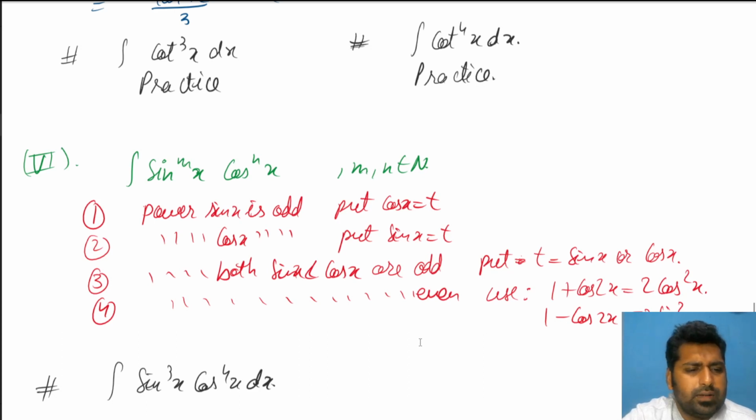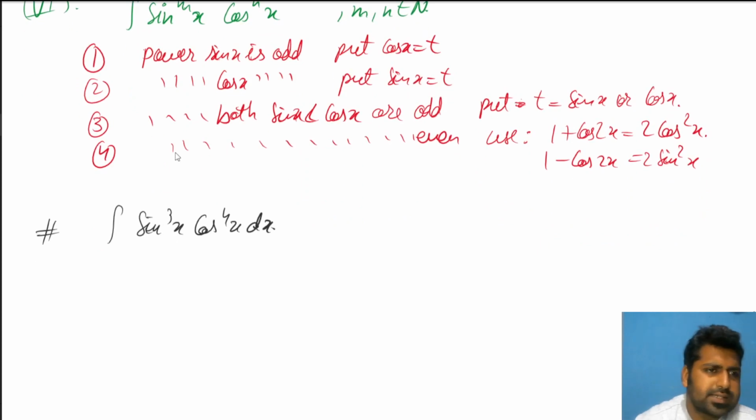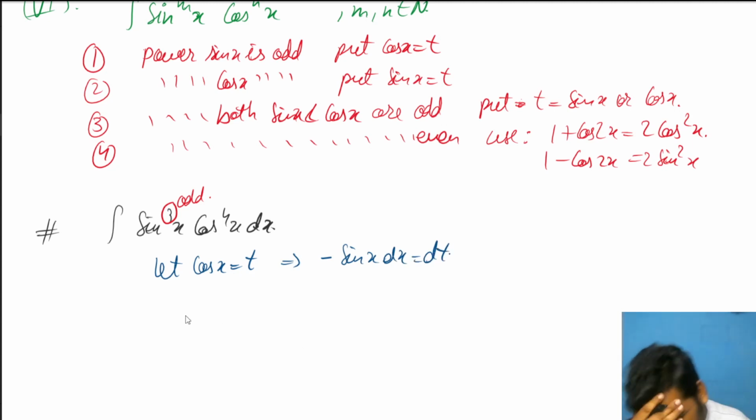Anyway, let's look at the first question and try to understand. For this, who has the odd power? Sine has the odd power. If sine has the odd power, we'll take cos x as t. If cos x is t, then minus sine x dx is dt. There is no minus sine x present here. Sine x itself is not present. Sine cube is present. So we'll generate this.